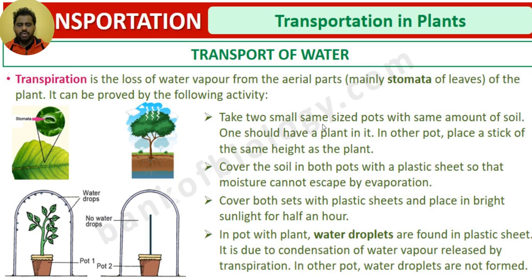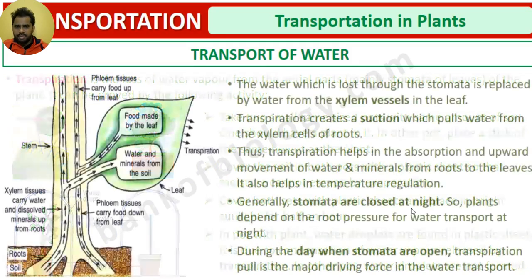So we take two small sized pots with the same amount of soil. One should have a plant in it. In the other pot, place a stick of the same height as the plant. Cover the soil in both pots with a plastic sheet so that moisture cannot escape by evaporation. Cover both sets with plastic sheets and place in bright sunlight for half an hour. In the pot with the plant, water droplets are found on the plastic sheet, which shows transpiration. It is due to condensation of water vapor released by transpiration. In the other pot, water droplets are not found. This experiment can be asked.